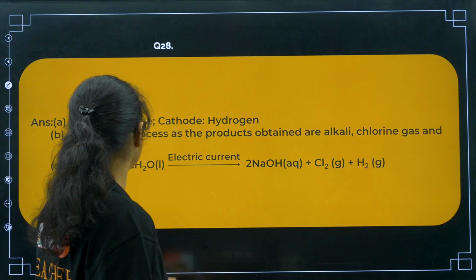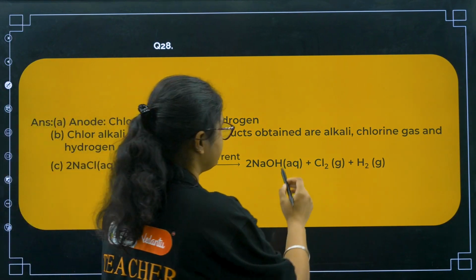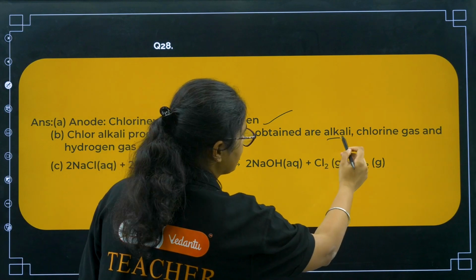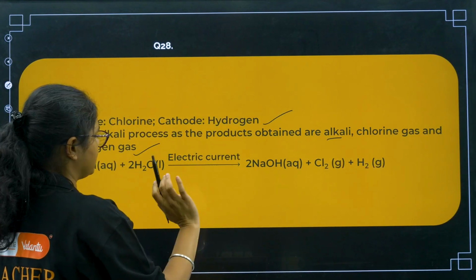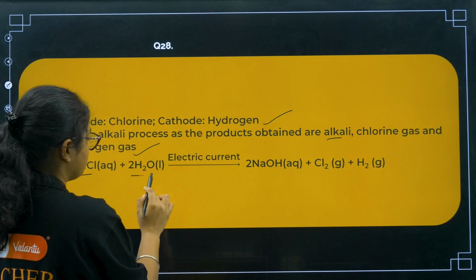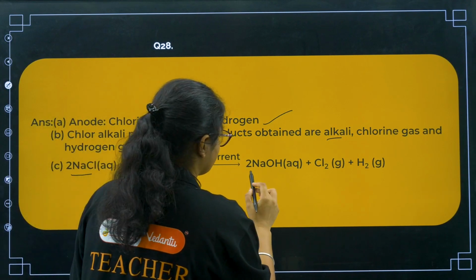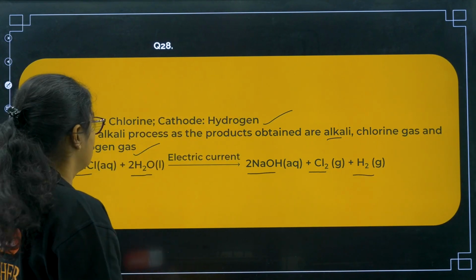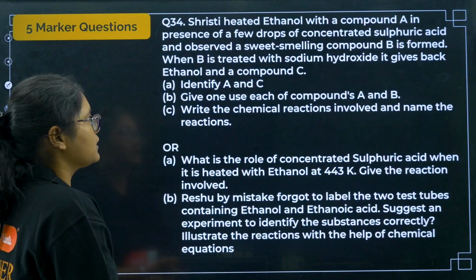Okay. So you can see at anode chlorine, cathode hydrogen, so you get 1 mark here. Chlor-alkali process, as the products obtained are alkali and chlorine gas and hydrogen gas. Next reaction, NaCl plus H2O with electric current or electrolysis, gives NaOH plus Cl2 plus H2. Okay. Fine. Now coming to the 5-marker question.